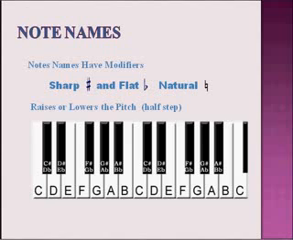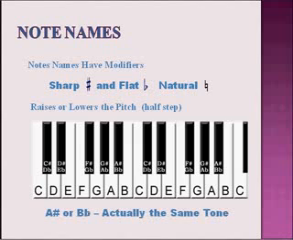So if we look at a keyboard, we can see here, looking at the A and B specifically, if we sharp the A, we get a half step up onto a black key, which we call the A sharp. If we look at the B and we flat the B, we go down a half step, and we call that B flat. Notice one thing, A sharp or B flat are actually the same tone. There's no difference between those two.